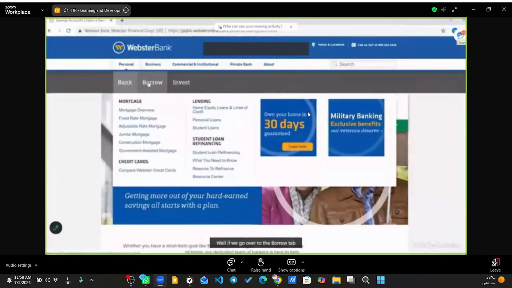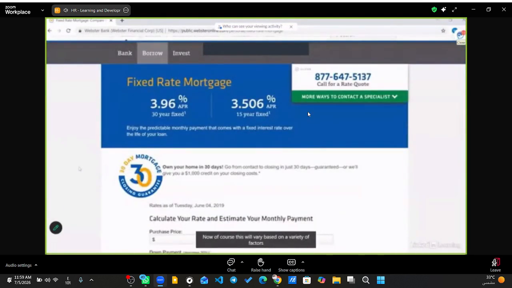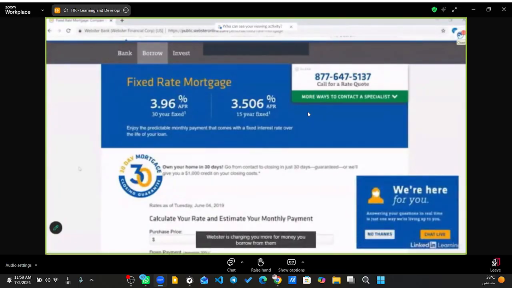Well, if we go over to the Borrow tab, we'll just look at a fixed rate mortgage for, say, a home. In this case, Webster will charge you 3.96%, just under 4% for, say, a standard 30-year fixed mortgage. Now, of course, this will vary based on a variety of factors, but it gives you a good idea of what I'm talking about. Webster is charging you more for money you borrow from them than they will pay you if you lend money to them by opening up a savings account. That's how a bank like Webster and every other bank out there makes money.